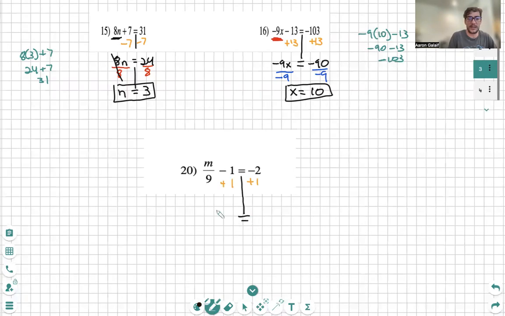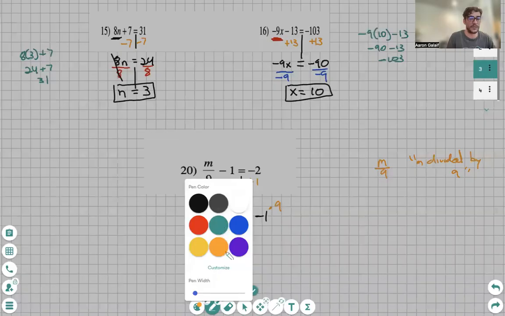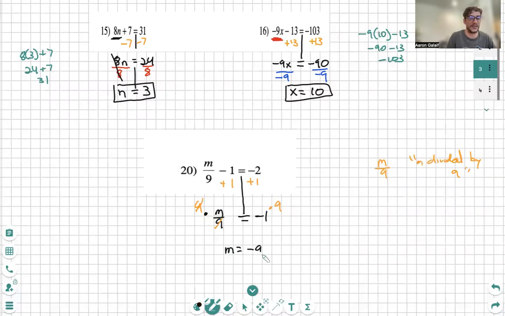What you do to one side, you must do to both. And we will rewrite m over 9 is equal to negative 1. We will then multiply both sides by 9. Now, why by 9? Why multiply? Because look at the m and the 9. What is their relationship? m over 9 is just a fancy way of saying m divided by 9. So if they're being divided, the opposite of that would be to multiply. And that would cancel that, and we will see m is equal to negative 9.